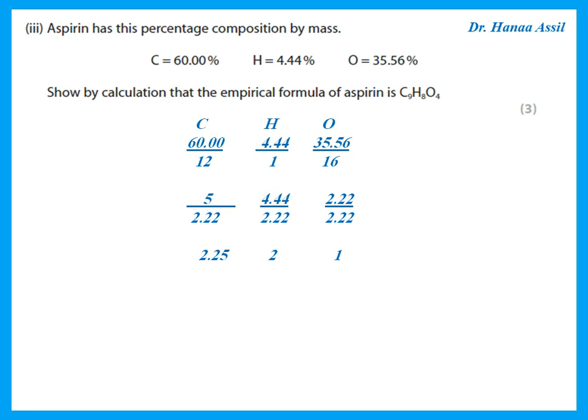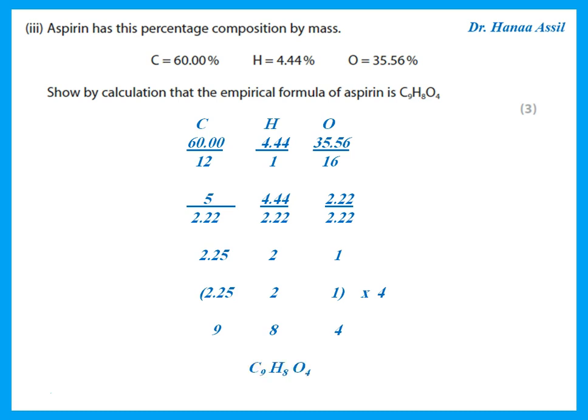Now, if one of them comes out 2.25, do not round it up to 2. If it is 2.0 something, then you write it 2. But if it is 2.25, then you need to find the number that you can multiply all of these by so that it becomes a whole number. I want it to be a whole number. So if I multiply by 4, then all of these would be whole numbers. 2.25 by 4 is 9. So I multiply all the ratios by 4.